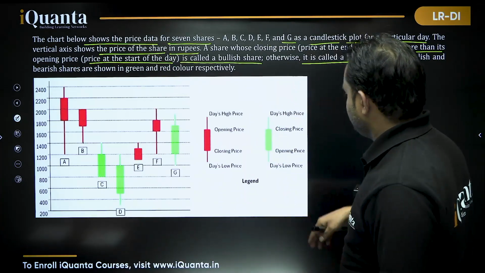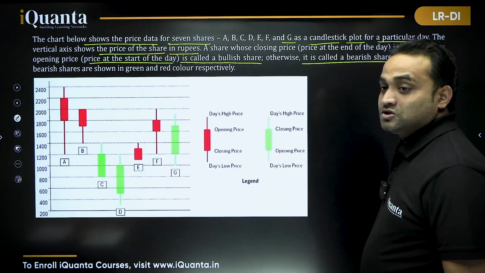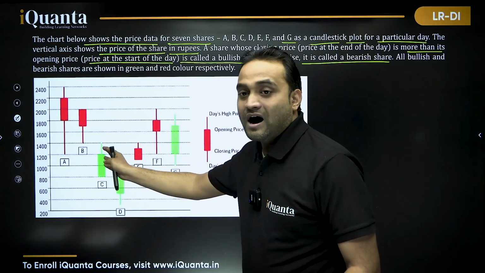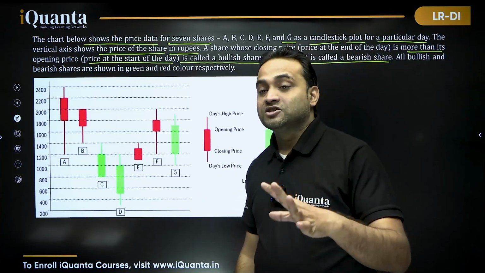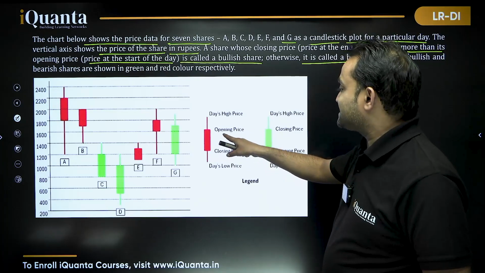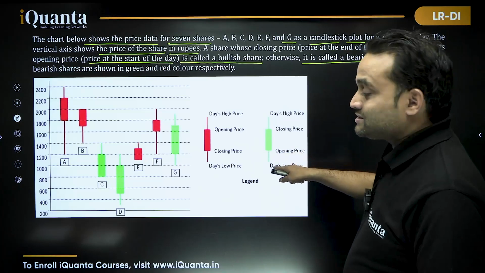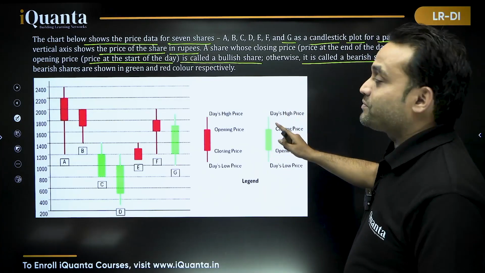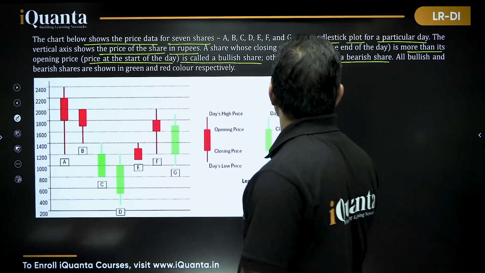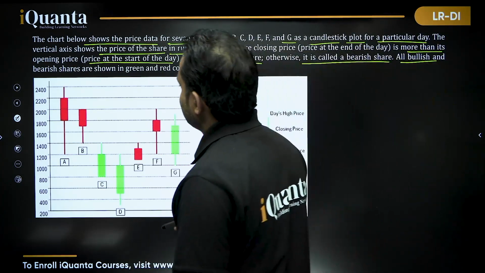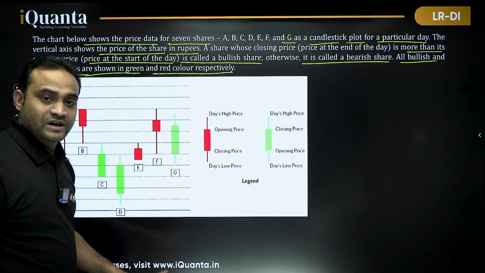Now you can see closing price, opening price, closing price, opening price. So all the green ones are bullish shares and the red ones are bearish shares, because in the red ones the closing price is lesser than the opening price, and in the green ones the closing price is greater than the opening price, and this is what it says, right? Then it says all bullish and bearish shares are shown in green and red color respectively.